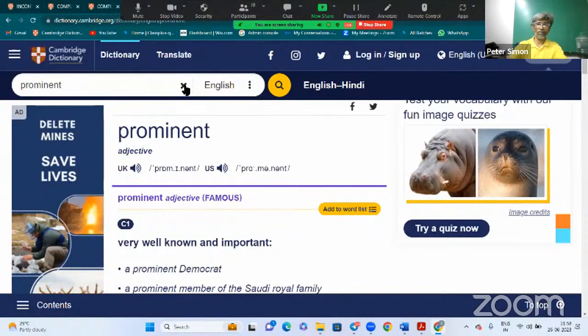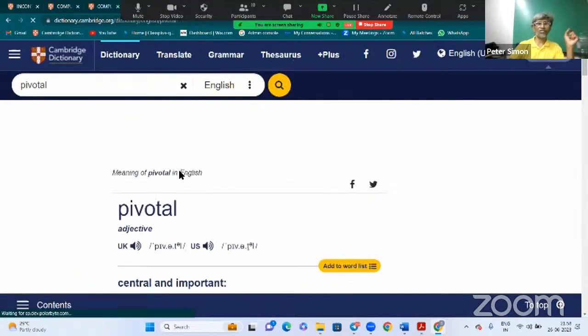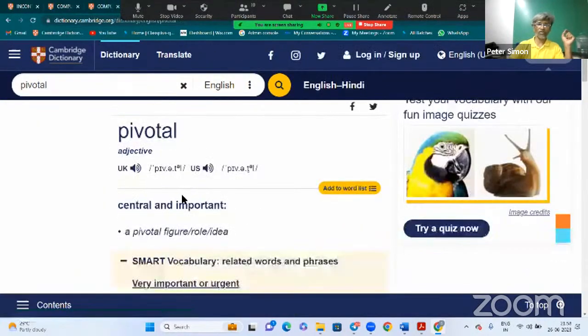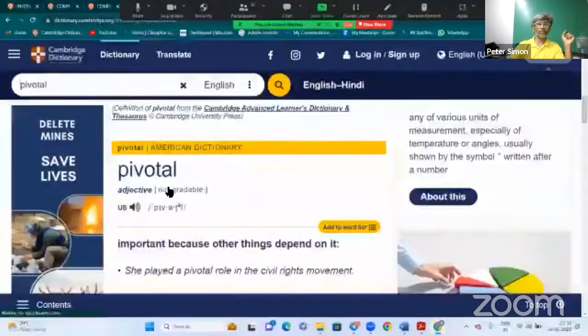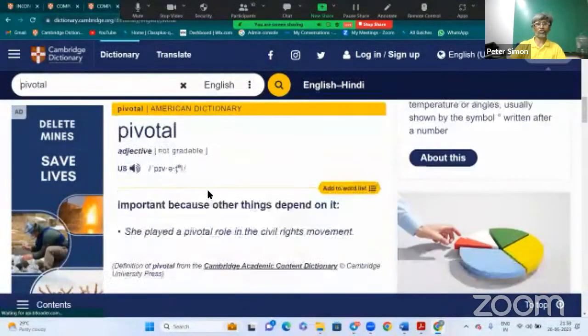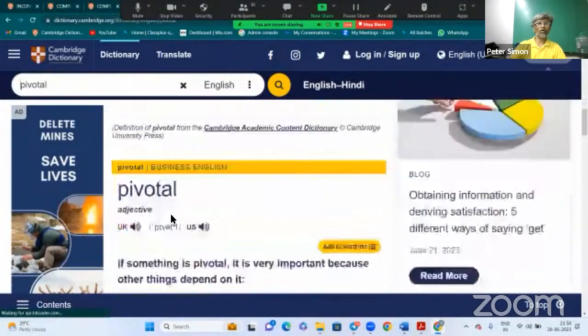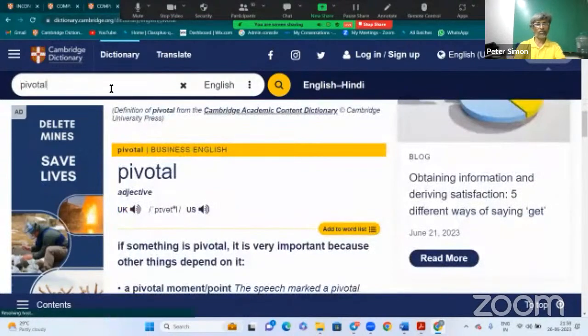Or you can use the word pivotal. Pivotal is also a special word. Okay, not gradable. Pivotal, important. No doubt regarding this one. Okay, pivotal, or you can say basic, fundamental, central. Okay.